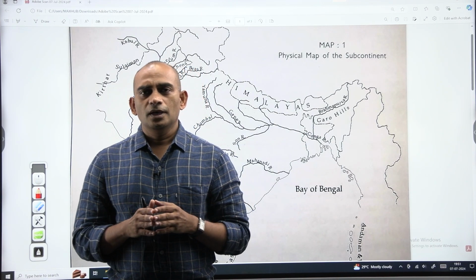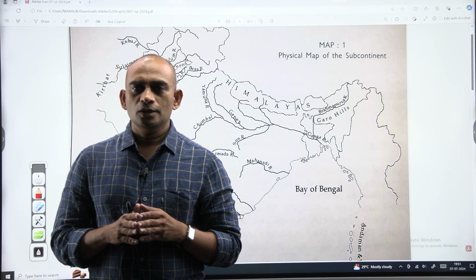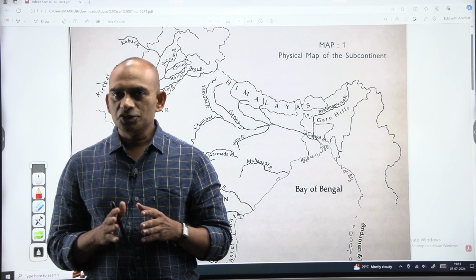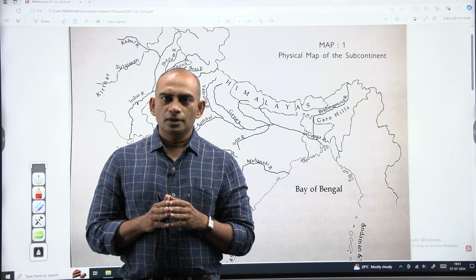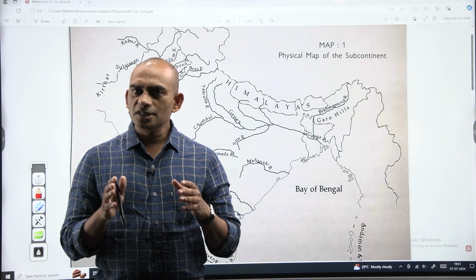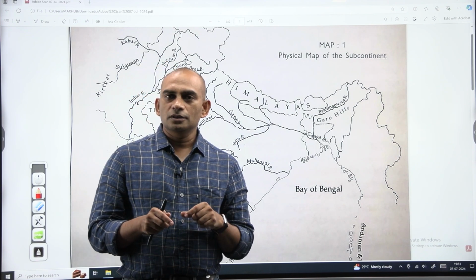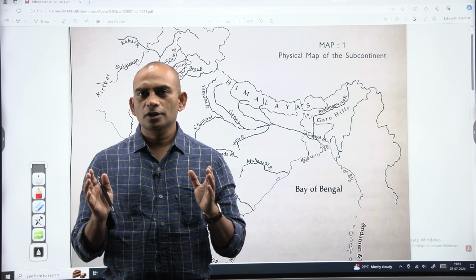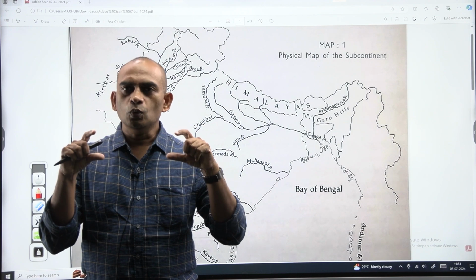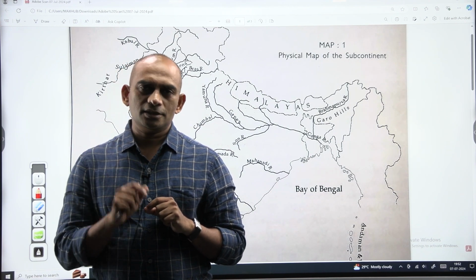Hello everyone. As a part of the NCERT series, we are going to discuss history. In history, we are going to take up the 6th class NCERT. The cover page of the 6th class book gives two words, "Our Pasts."